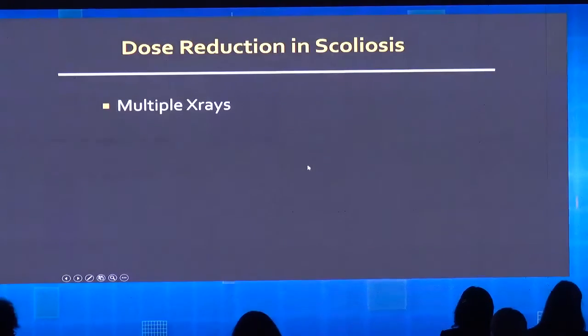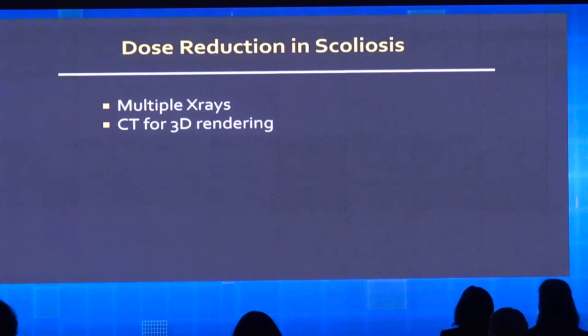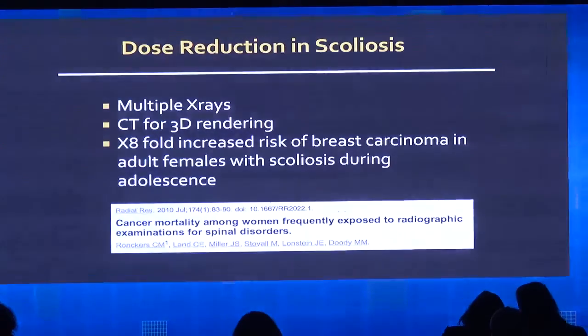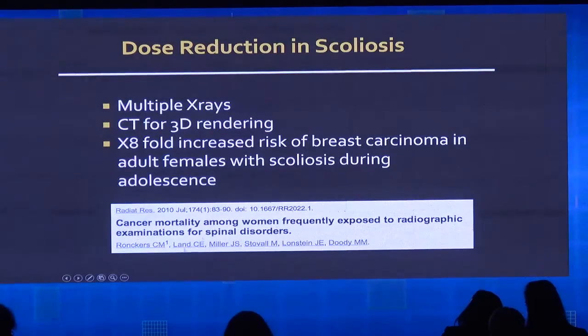Dose reduction in scoliosis is very important because scoliosis is a chronic disease with multiple X-rays, and you may have to use CT to get a 3D rendering, and it has been shown in this paper that there is an 8-fold increased risk of breast carcinoma in adult female who had scoliosis and were treated for scoliosis during adolescence. So it's important.